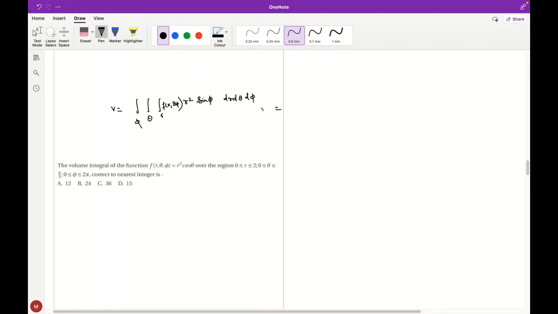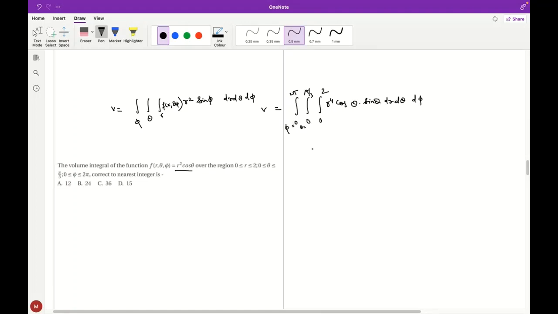We will get V equal to, here our f equal to r square cos theta. So this will become r to the power 4 cos theta into sin theta dr d theta d phi, and the limit of r is 0 to 2, limit of theta is 0 to pi by 3, and limit of phi is 0 to 2 pi.